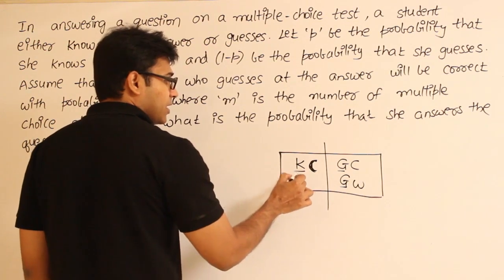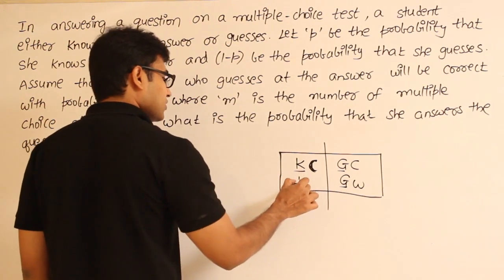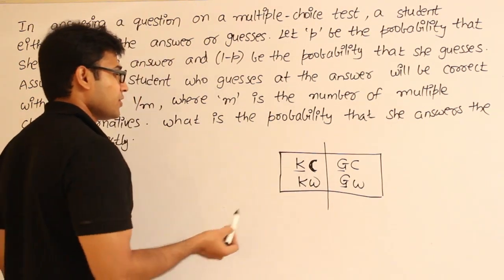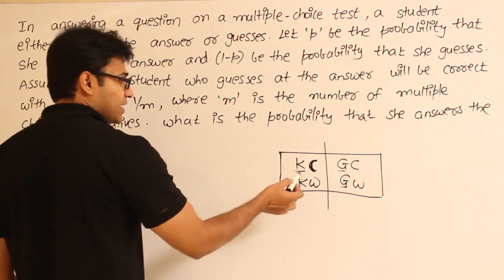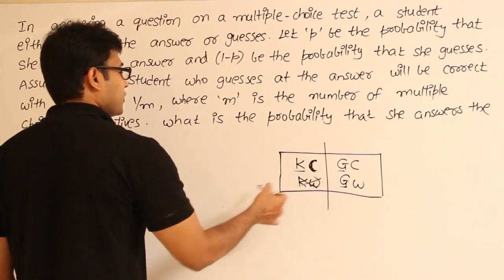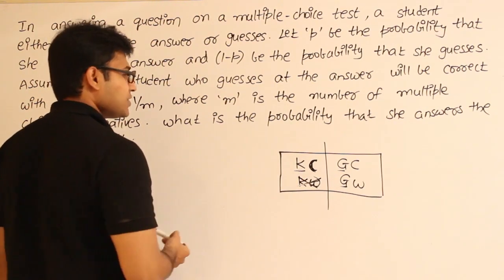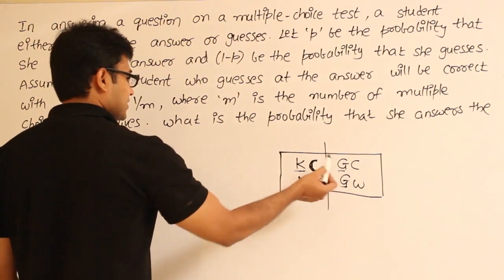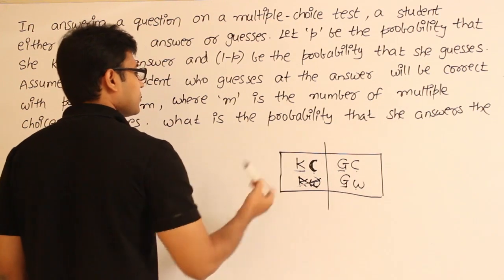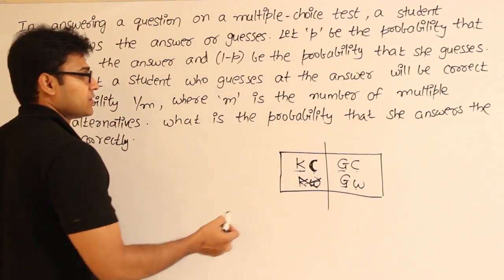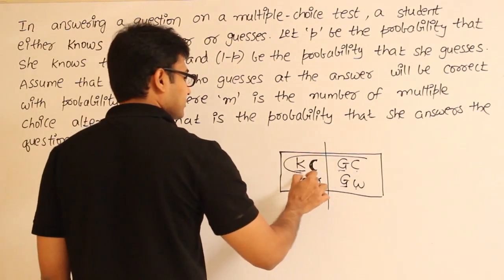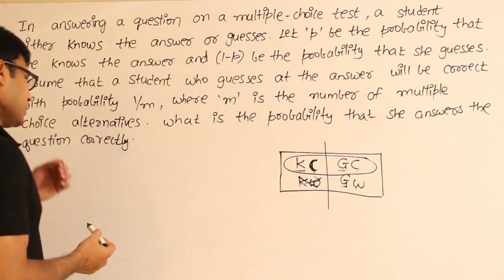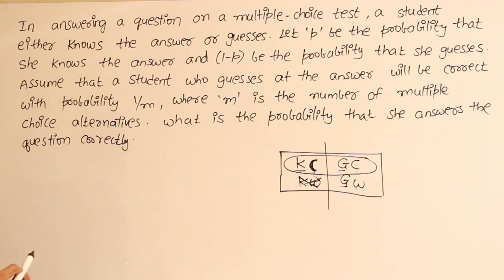See, why am I not writing the other one where she knows the answer and she writes it wrong? Because she is not crazy, right? If she knows the answer, why will she answer it wrong? So this option is not there. If she knows the answer it will be right. If she guesses the answer, it can be correct or it can be wrong. Now they are asking this probability, right? What is the probability that she answers it correctly?